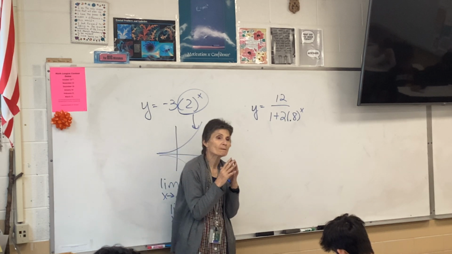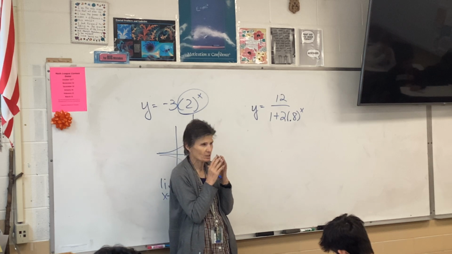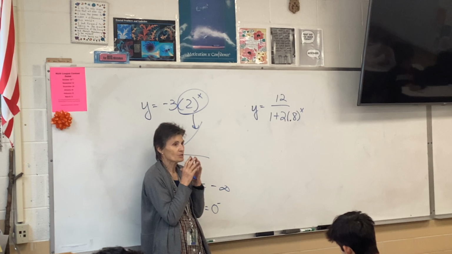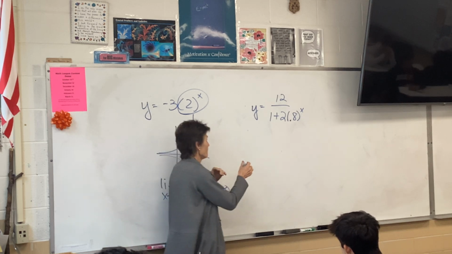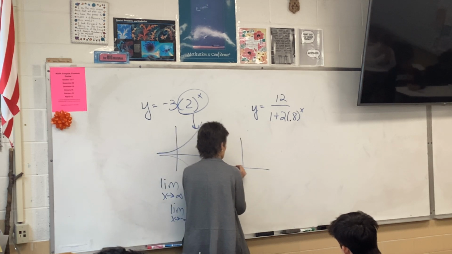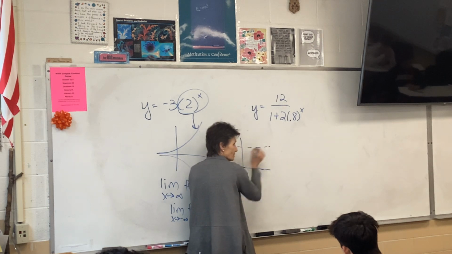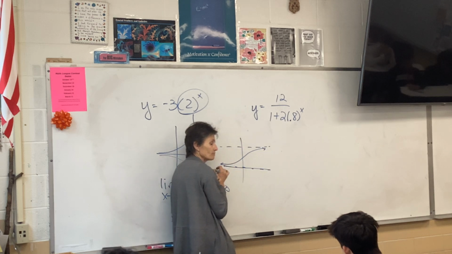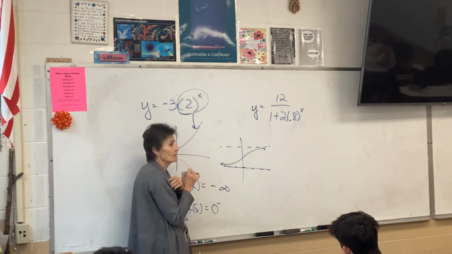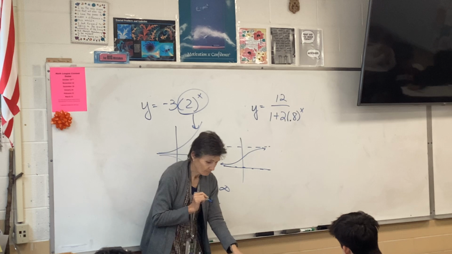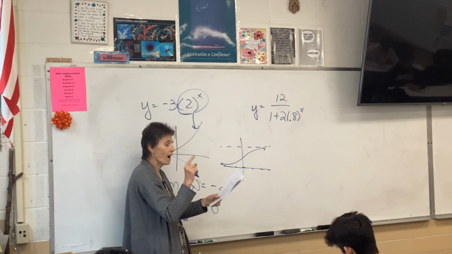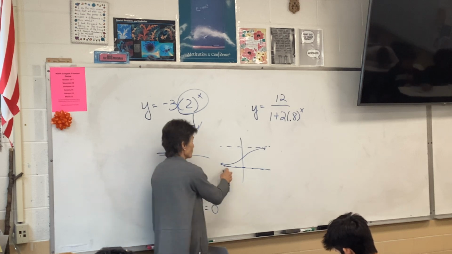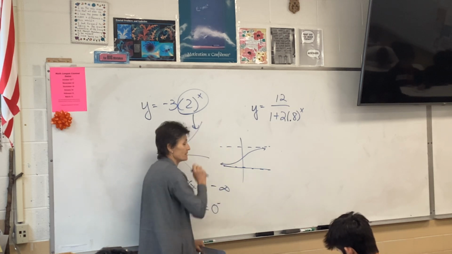Tell me what you remember about the shape of a logistic function. Remember, it had 2 horizontal asymptotes, and then it squiggled up in between them like this. So your job is to find the y-intercept and the horizontal asymptotes, there are 2 of them, okay? And we're going to find them.